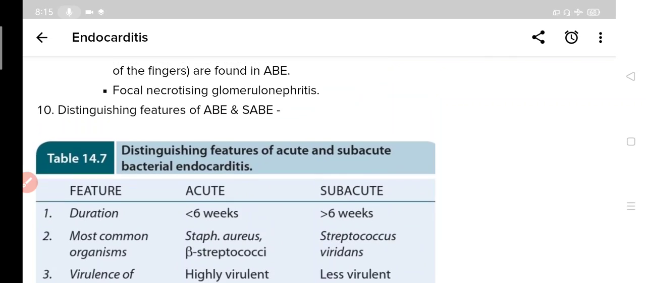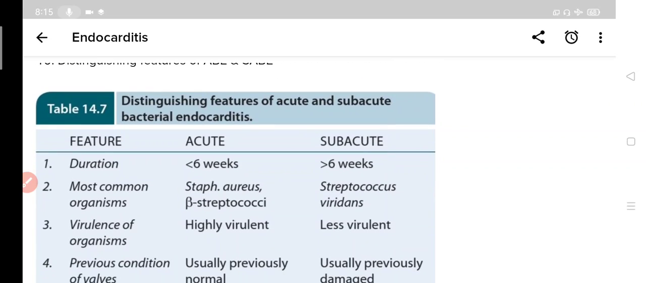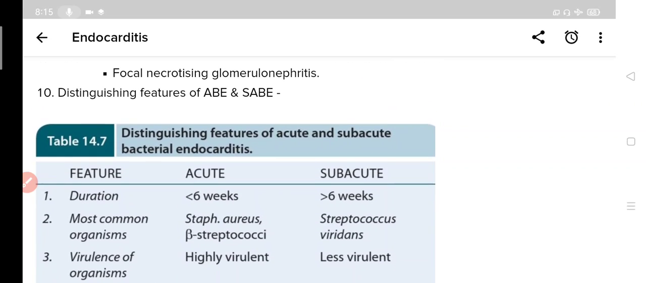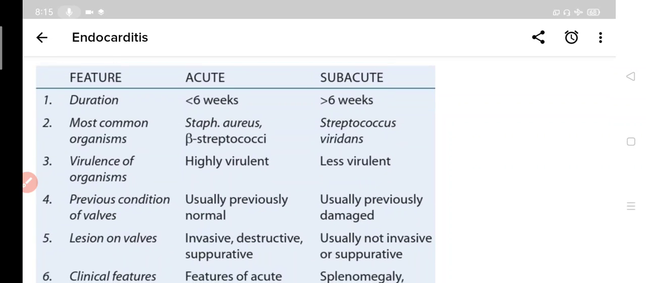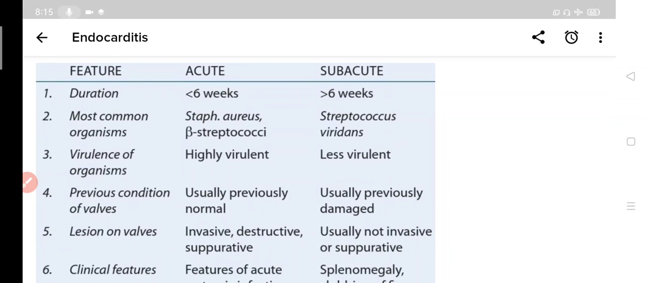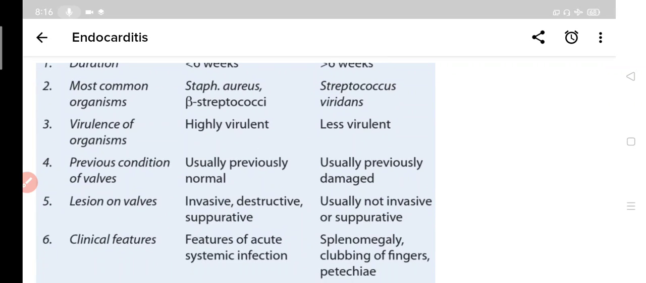Now there are some distinguishing features of acute and subacute bacterial endocarditis. Just read once. Duration is less than 6 weeks in acute form, and more than 6 weeks in subacute form. The most common organisms are Staphylococcus aureus and beta streptococci in acute form, and Streptococcus viridans in subacute form. Virulence of the organism is high in acute and less in subacute form.